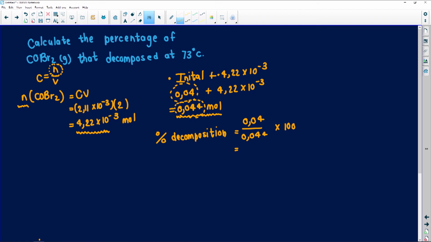If I put this in my calculator, let me do this one. So I would definitely put my whole bracket, everything in a bracket so that it doesn't get ruined. 0.04 over 0.044. I'm going to multiply that by 100. I get a percentage of 0.46%. So that is how much is going to decompose in this whole reaction. And this was a question by Rorisang. This was actually a very nice question.